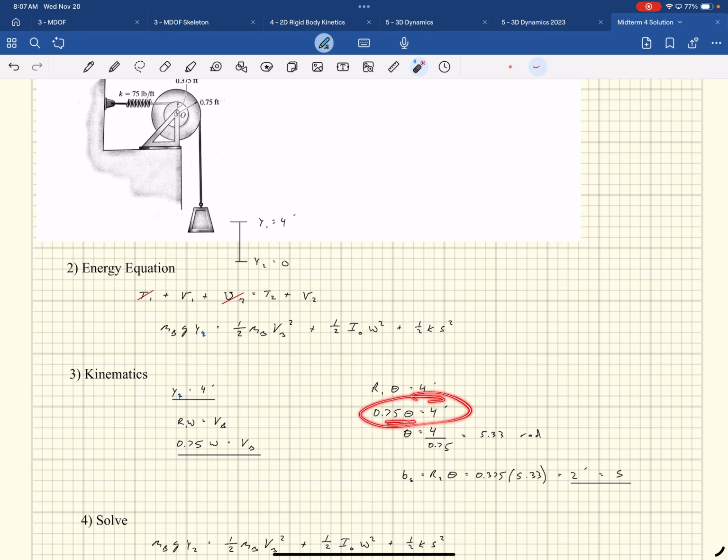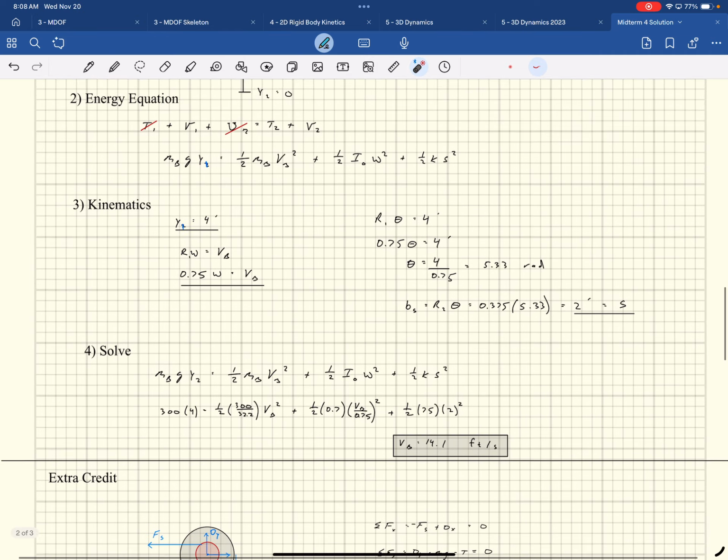4 feet is 0.75 times theta, so theta ends up being 5.33 radians, right? And then I take that radians and then I multiply it by the new radius, which is 0.375, and it gives me 2 feet. Or you could just look at it and say, well, it's half the diameter, so it's gonna do half the amount, right? So a lot of people just put in 4 feet for how that spring is stretched. I didn't dock a lot for that, but there was a little bit of a difference there because this one's on an inner radius and that's on an outer radius, right?